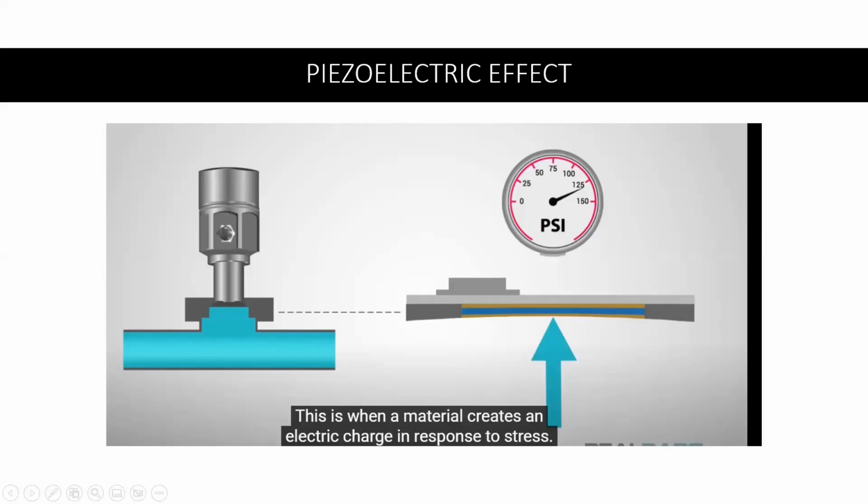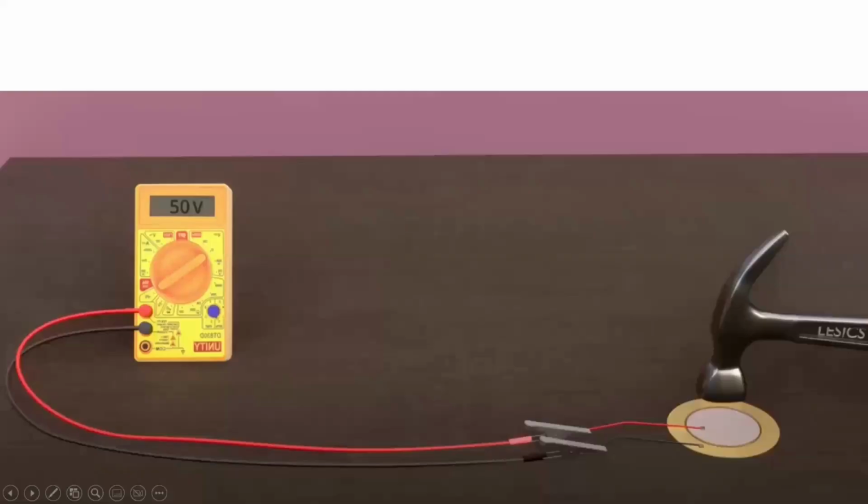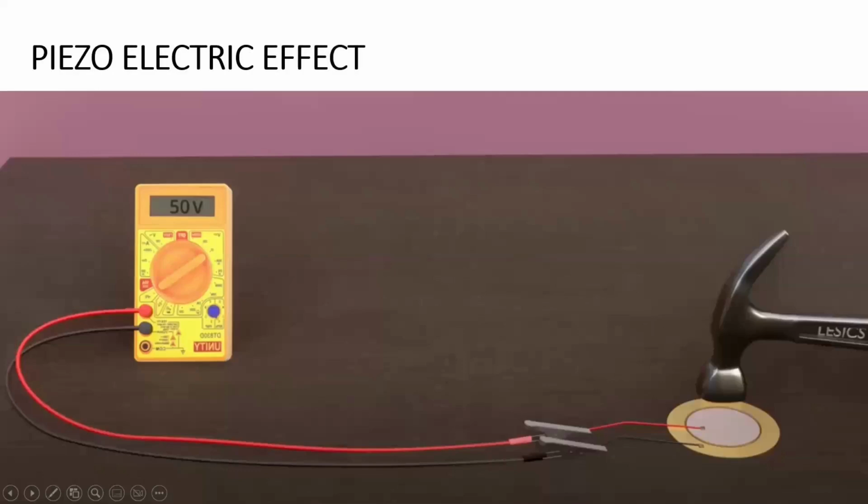And going more into what the piezoelectric effect is, in the 19th century, precisely 1880, it was discovered that certain crystal materials such as quartz, Rochelle salt, and many others generate electrical charge when subjected to pressure. That effect was named piezoelectricity, derived from a Greek word piezen, meaning to press.